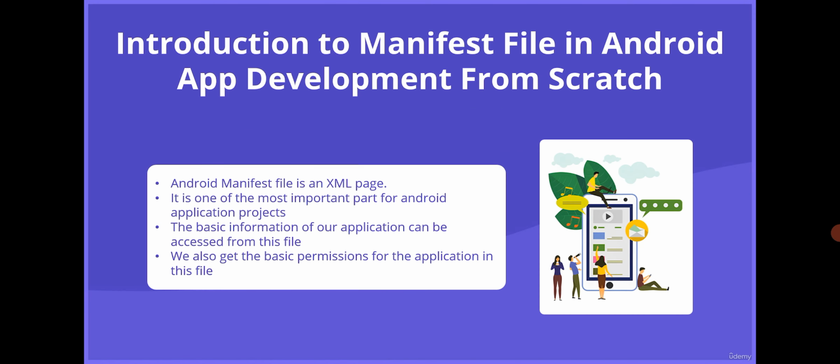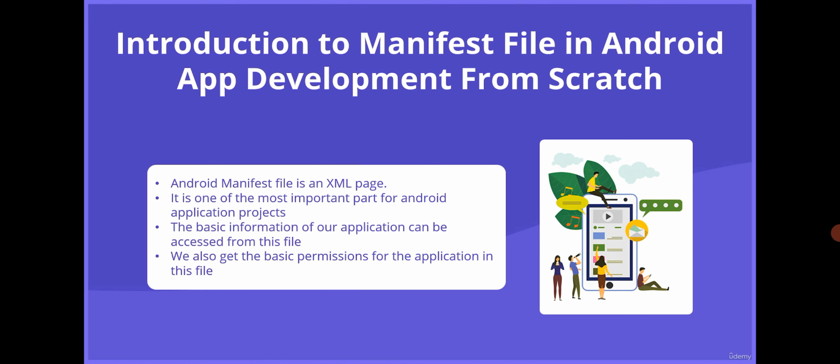So here's an introduction to the manifest file. Hello everyone, I want to speak to you today about the Android manifest file. Now the Android manifest file is an XML file. It is one of the most important parts of Android application projects. The basic information of our application can be accessed from this file. And we also get the basic permissions for the application in this file.